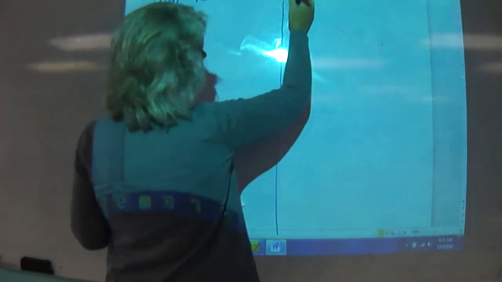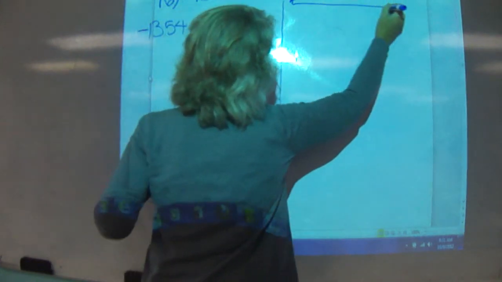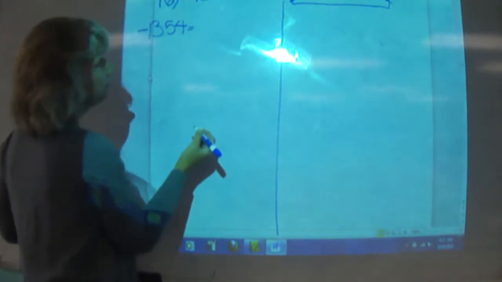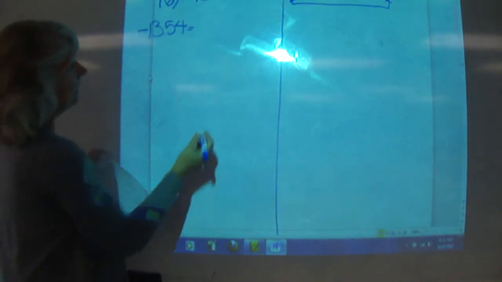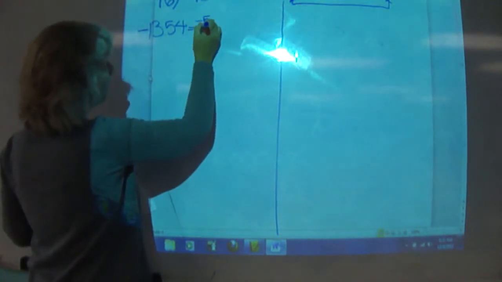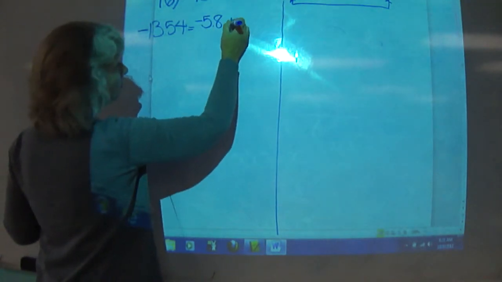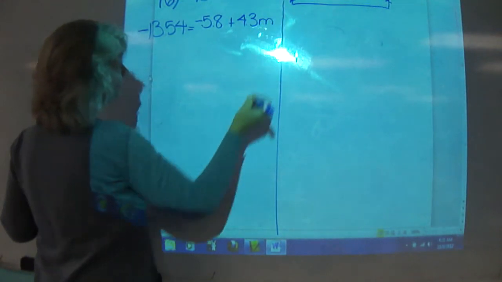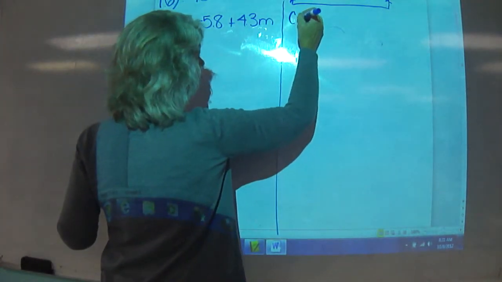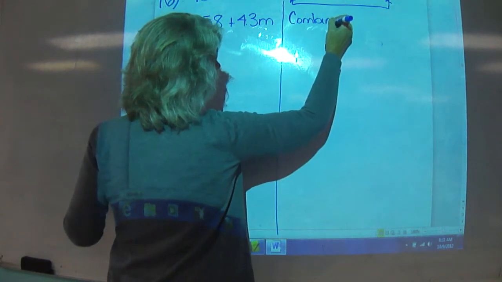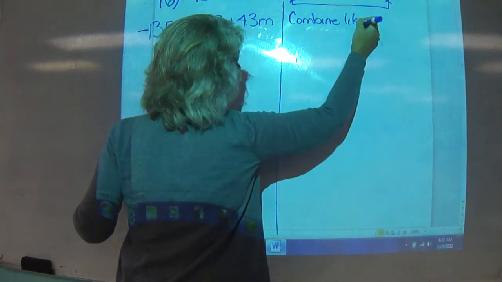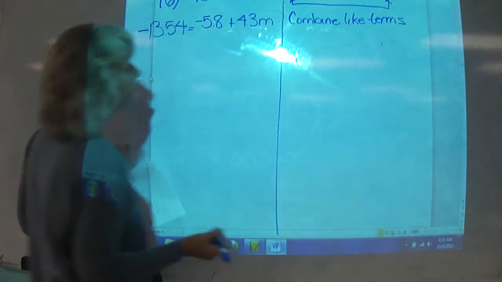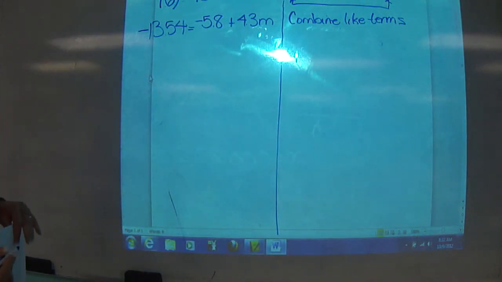Equals. On this side of the equal sign, we're going to combine negative 4.8 and that's a negative 1. So negative 4.8 and negative 1 are negative 5 and 8/10 plus 4 and 3/10 m. And this is combine like terms. Right? So we combine those.